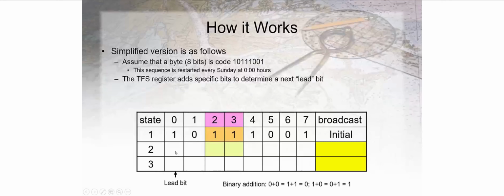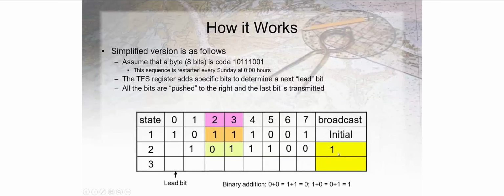That 0 is put into the lead bit. And then all the other bits are pushed to the right. And the one that's at the end is then broadcast. So the 1 gets broadcast. If we do that for the next cycle, you'll see we now have a 0 and a 1 here. That 0 and 1 is now 1, and that gets put into the lead bit. And the other ones are pushed to the right, and the 0 is broadcast. And so that's why they're called a pseudorandom noise number. It sounds like it's noise, it sounds like it's random, but in fact it's not. It's actually a generated code.